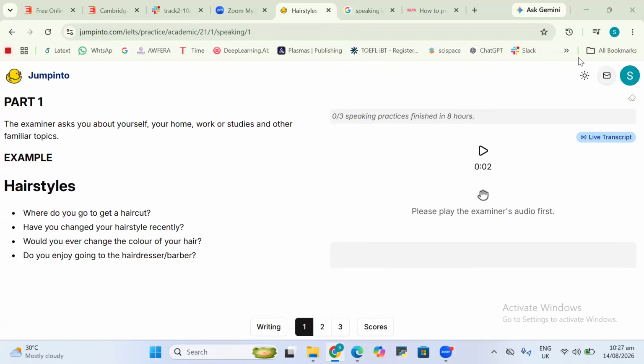Okay, Sarnagu, your answer is good, but you used "I don't like" multiple times. Okay, so you need to use different words. Otherwise this counts as repetition in your score.